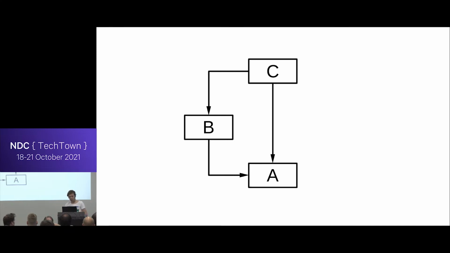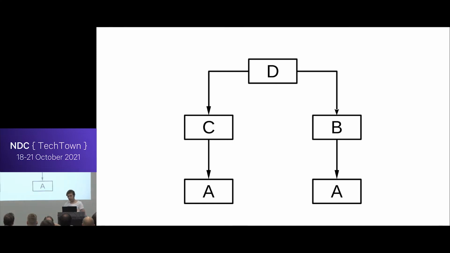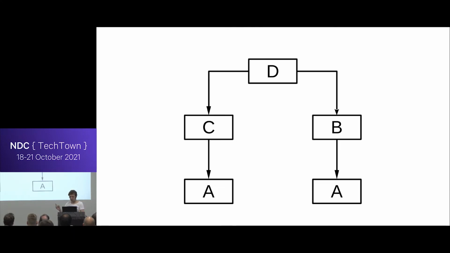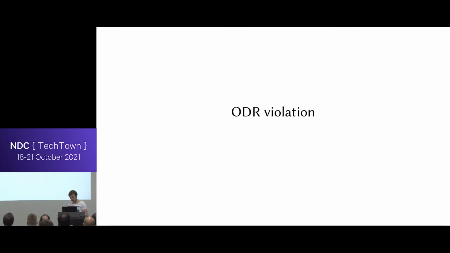Okay, but what if you have even more stuff? What if you have D, which uses C and B, and they both use A. Now you have an ODR violation, because there's no telling that these are the same thing. If they're different versions, you have an ODR violation. If you compile them with different flags, you have an ODR violation, and so on. And how would you even know that this is a thing, other than the fact that you get a call somewhere at 2 a.m. when things don't work?